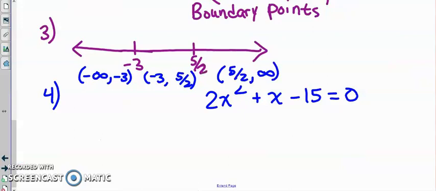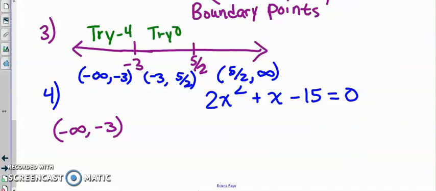All right, so with this, we're going to try a number that's between negative infinity and -3. We're going to try a number between -3 and 5/2. And then we're going to try a number between 5/2 and positive infinity. Let's try something easy. Let's do -4 here. Between -3 and 5/2, we're going to try 0. And between 5/2 and infinity, let's try 3, because 5/2 is 2.5, so let's just try 3.